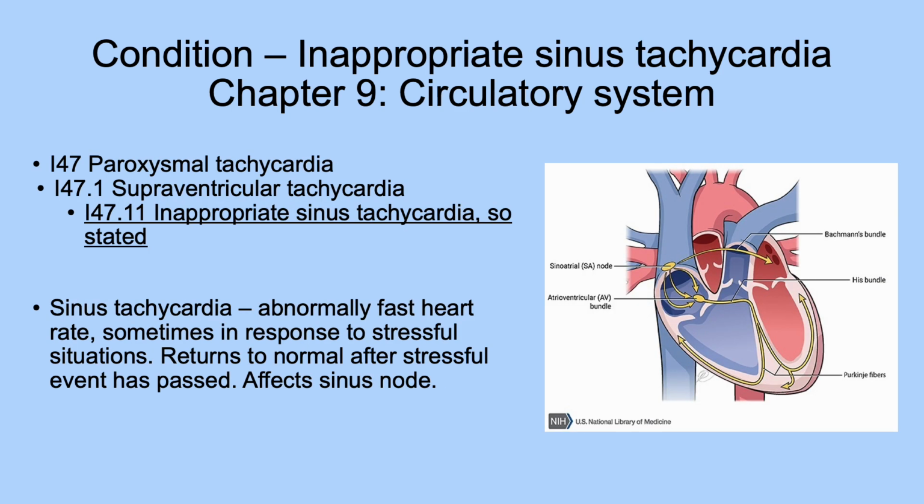A code was also added to category I47, paroxysmal tachycardia. So you have I47 and I47.1, supraventricular tachycardia, and then I47.11, inappropriate sinus tachycardia, so stated. So sinus tachycardia is an abnormally fast heart rate, sometimes in response to a stressful situation. Hopefully it returns to normal, and it affects the sinus node, which is here.